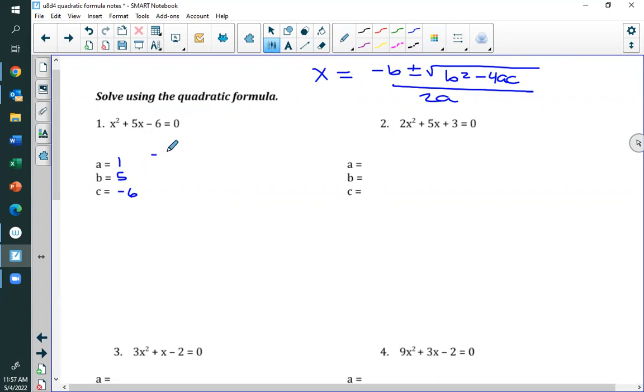B is 5, so I have negative 5 plus or minus the square root of b squared. So that's just 5 squared minus 4 times a times c. And that's all over 2a. I do typically write every number in, even if it's a 1, just so I can make sure I put everything where it belongs. Now I'm going to simplify. So I have negative 5 plus or minus, yes.